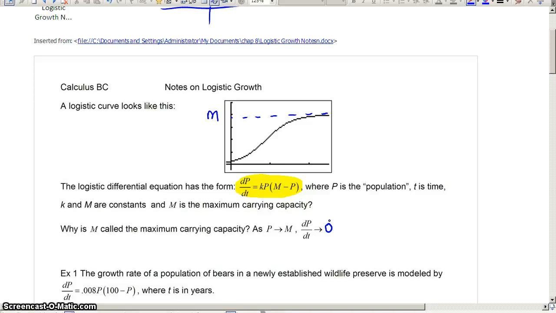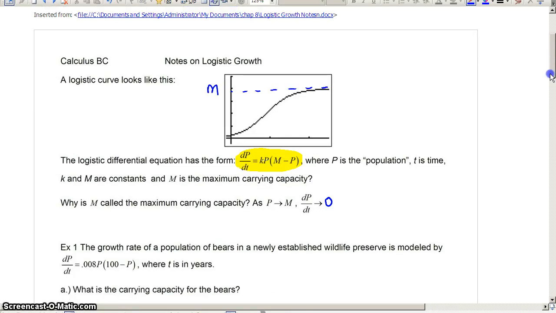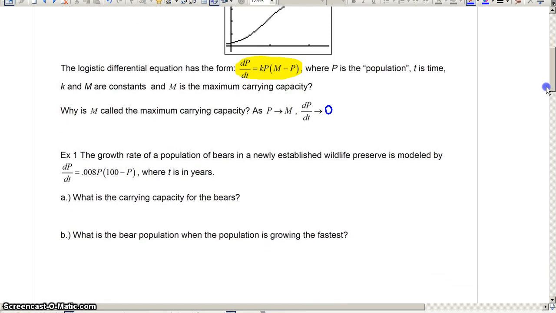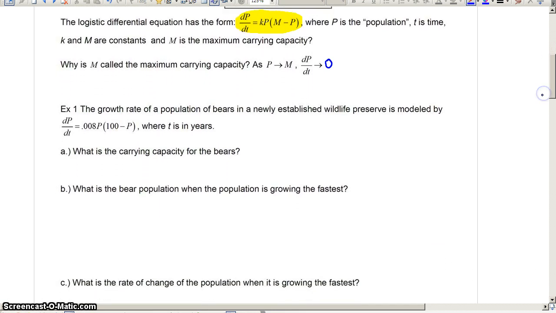So very quickly, let's take a look at example 1. This deals with a logistic differential equation for bears. The growth rate of a population of bears in a newly established wildlife preserve is modeled by the equation written here. What is the carrying capacity for the bears? Well, I hope we can see that here. The 0.008 would be our k. Clearly 100 would be our M. M in this regard would be 100.